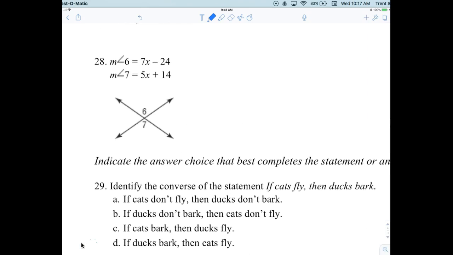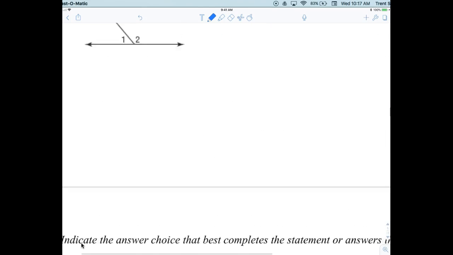What's true about 6 and 7? So that means they're equal. 7x minus 24 equals 5x plus 14. Good? Right? Somebody else? Good. 23. 23, thank you.